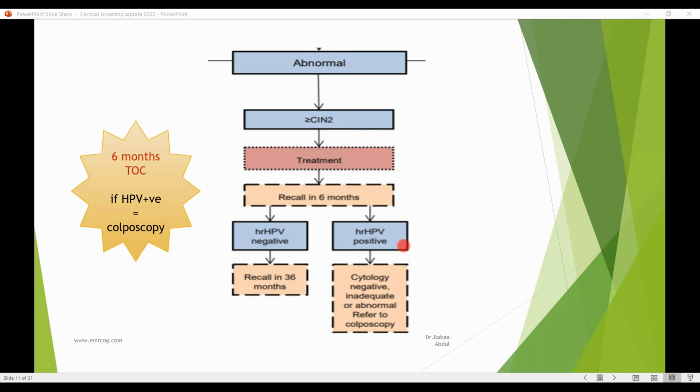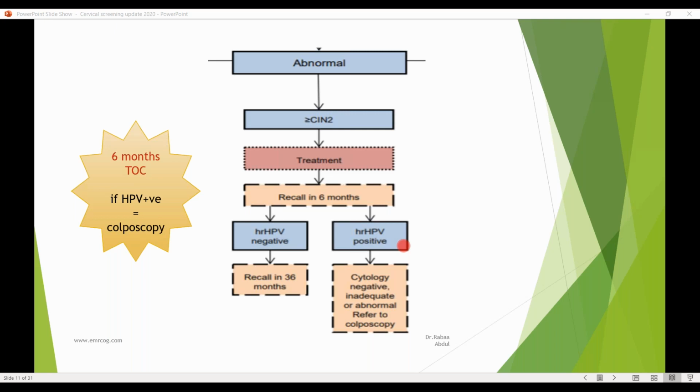So how can I remember this in the exam? I want something to make it easy to remember. I will tell you something. Remember, CIN2 and CIN3 need treatment. Treatment is followed by test of cure. This will be 6 in 36, meaning 6 months for the test of cure and then 36 months is the recall if her HPV came negative.